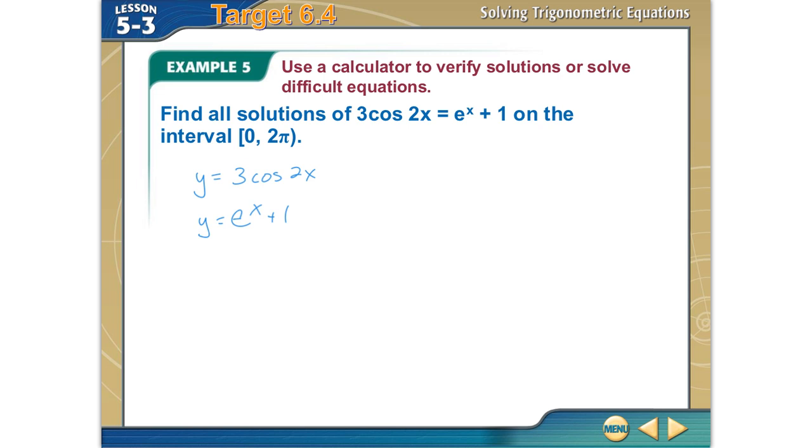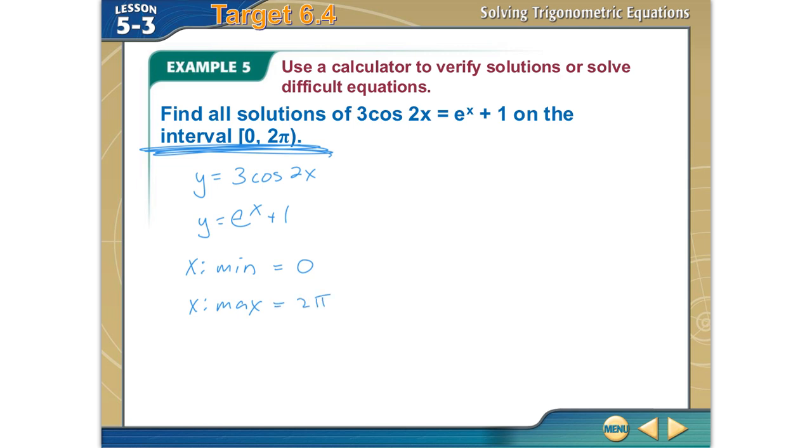So our x values, we have an interval that goes from 0 to 2 pi. That is going to be our x values. So our x min is going to be 0, and our x max is going to be 2 pi.